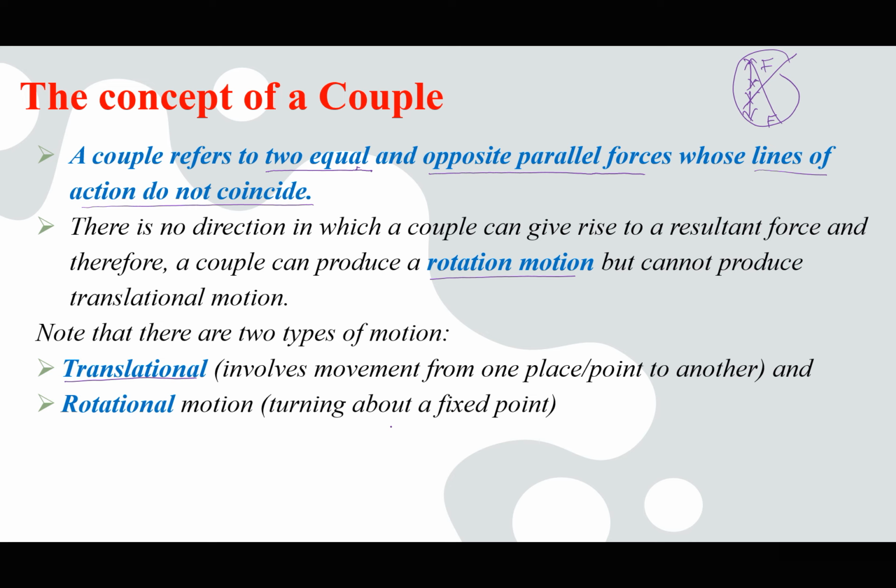But a couple can cause rotation. So if a couple acts on an object, we can't say it is in equilibrium because a couple may cause the object to rotate about a fixed point. So a couple can cause rotational motion. For any object on which a couple is exerted, we can't say the object is in equilibrium because there will be a resultant torque.